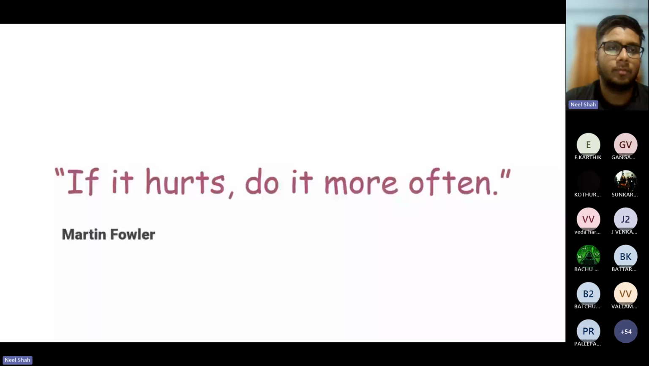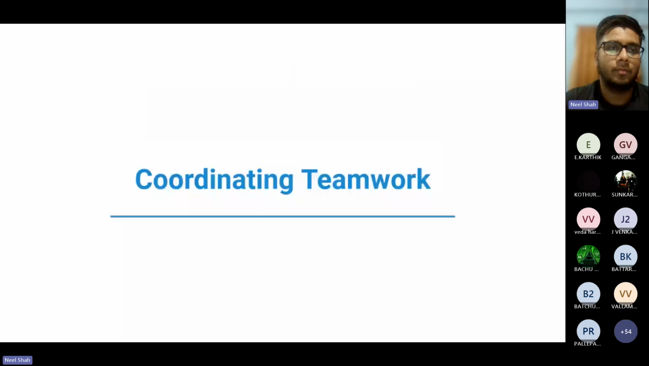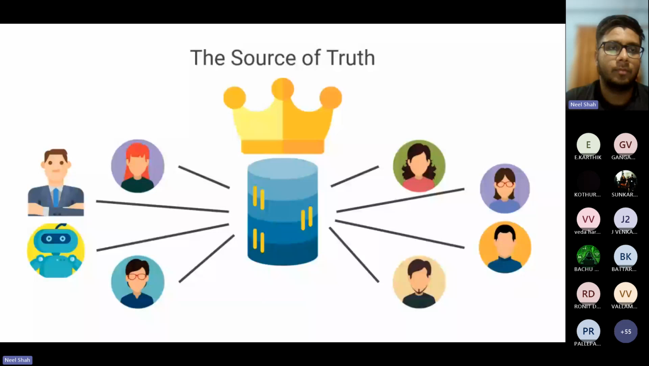But yeah, why it's important: we already talked about this. Share code amongst the developers. Coordinating teamwork: obviously people from out of the country, out of India, can also work with us and coordinate with us directly. Source of truth: anyone can be a part of the version control. We can give anyone access to it. They can also see our source code and help us out.